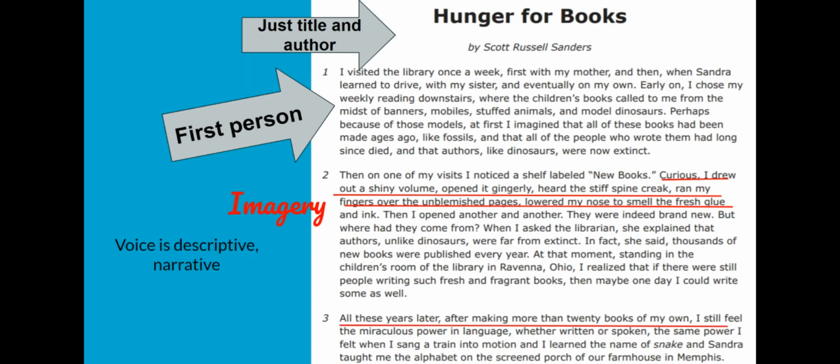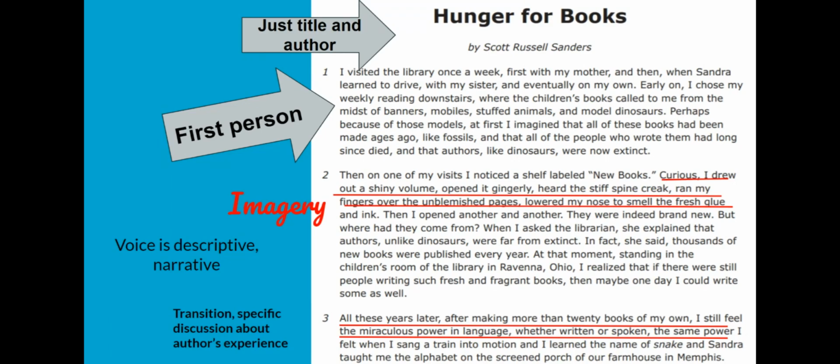Take a look here in paragraph 3. "All these years later, after making more than 20 books of my own, I still feel the miraculous power in language, whether written or spoken. The same power I felt when I sang a train into motion, when I learned the name of a snake, and Sandra taught me the alphabet," etc. This transition from paragraph 2 gives some specific details about the author's experience.